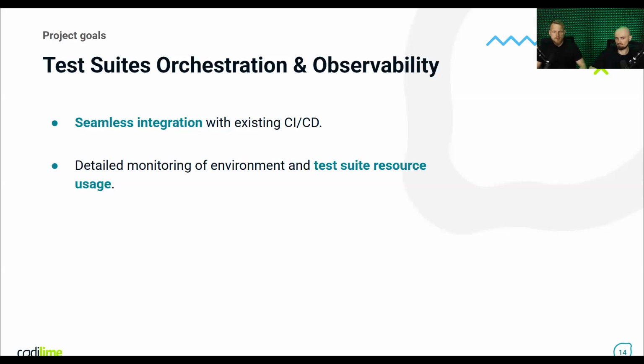This includes CPU, memory, and overall system behavior during test runs. And we want to analyze how resources are used across test suites. We want to understand usage patterns and find ways to optimize. With better orchestration and observability, we can make better decisions and keep improving efficiency. Now that we have our goals, Arek will show how we designed our test environment.